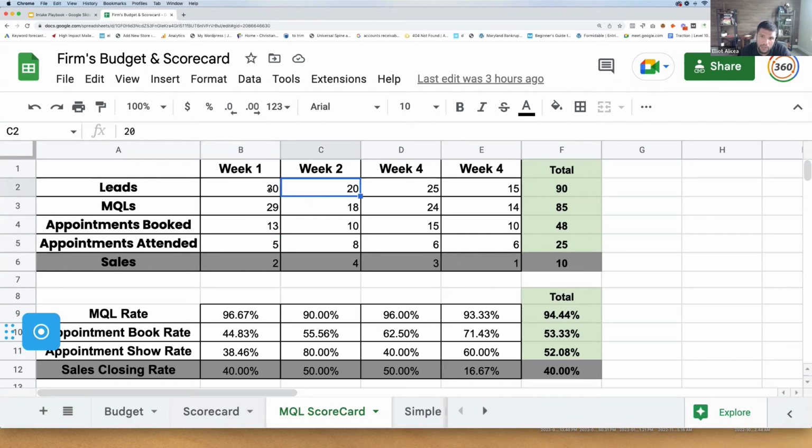Week 2, we're looking good. Leads are down a little bit. We got 20 leads, 18 MQLs, 10 appointments booked, and 8 people actually showed up. Week 4: 25, 24, 15, to get the idea. So these are our totals.